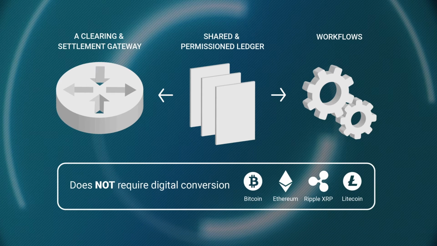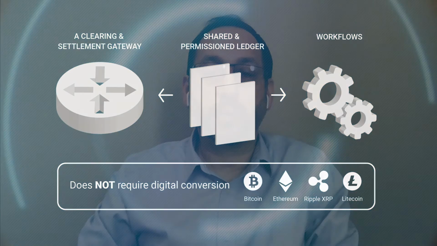Now, the platform does not require conversion to any digital tokens or cryptocurrency. The platform works on native assets. The way it does is by connecting to the financial institution ledgers via the clearing and settlement gateway. The business processes that a particular transaction goes through is represented by the workflow. Workflow is similar to the smart contracts that you have on other DLTs. All these state changes are recorded in an immutable fashion onto the shared permission ledger. We'll cover the shared permission ledger a little bit later in the presentation.